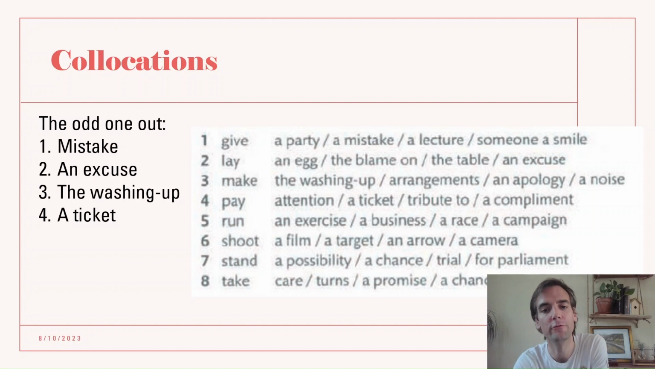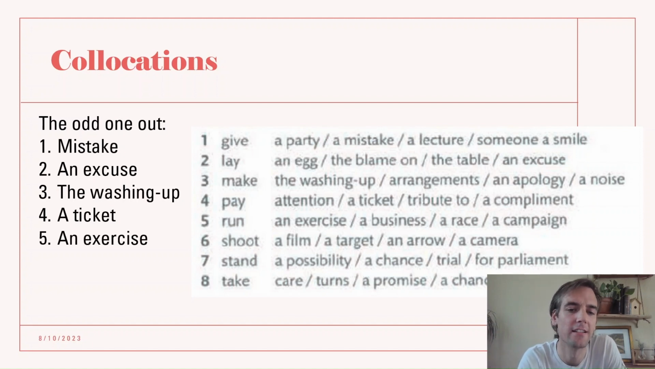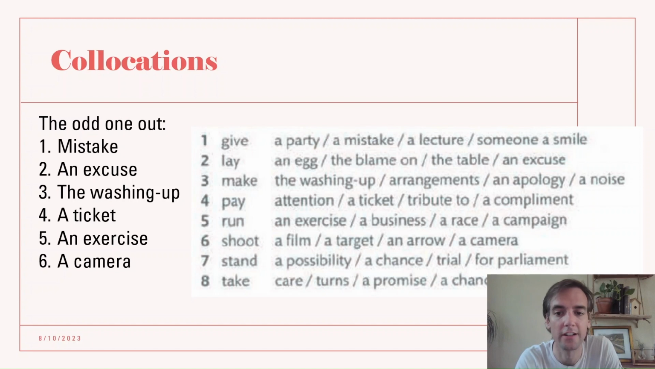Number 5, what do you run? Well, there are many things you can run, but you can't run an exercise. Running is a type of exercise, but the other things are things you run: operate, manage, the meaning of run. To shoot, you can shoot a film, make a film, shoot a target, shoot an arrow, but you can't shoot a camera. You can shoot things using a camera.